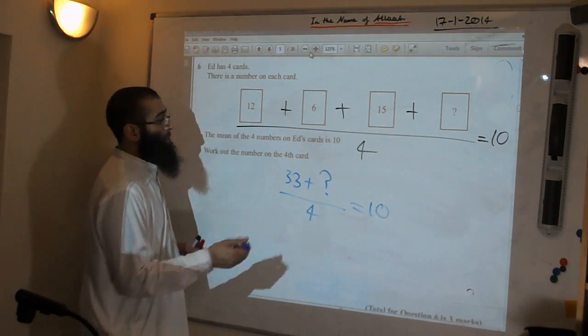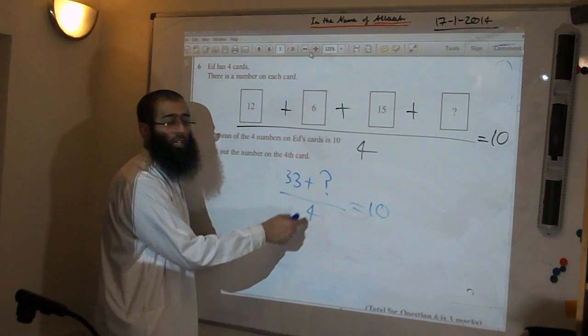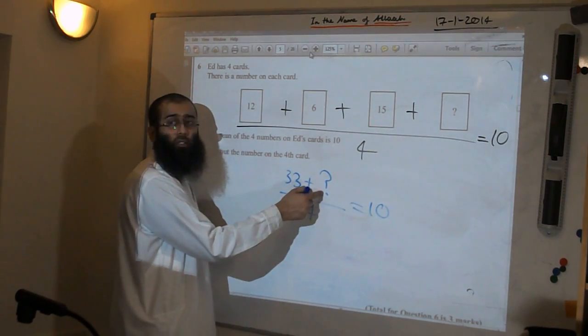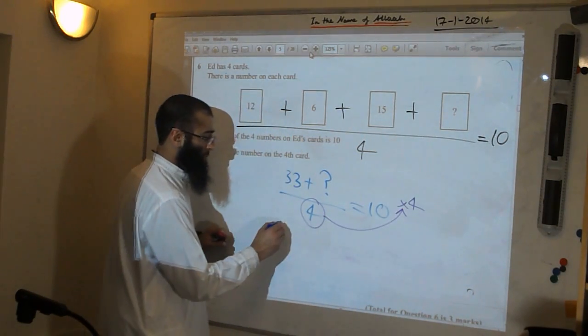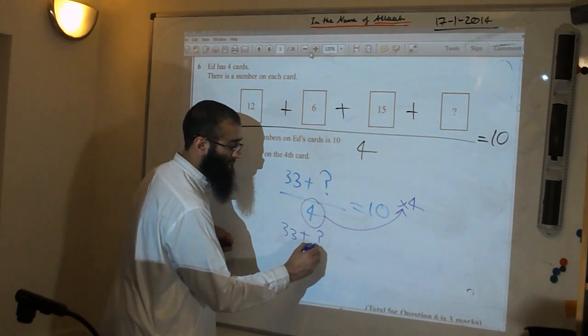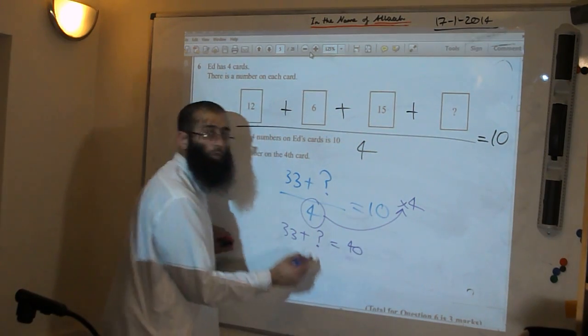Okay, 33, add a number, divided by 4 is 10. You need to work this number out. So the opposite of divide by 4 is? Times by 4. So we say 33, add the mysterious number is equal to 40. It's all part of our solving.